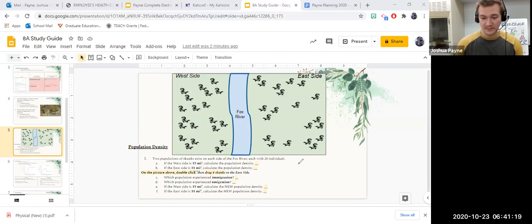Same thing with the east side. Let's say we have 20. I don't actually know how many we have. I think there's probably around 20 here. 20 divided by 31, and that's going to give us our answer.